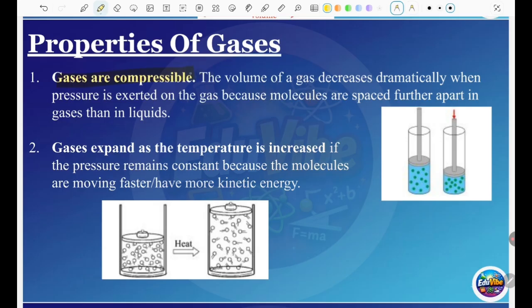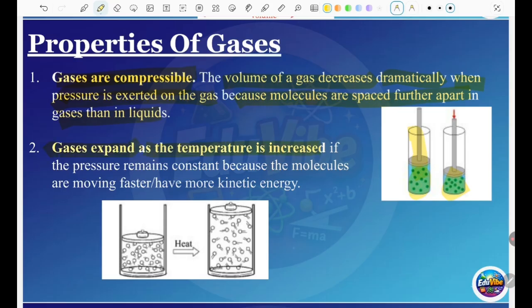So gases are compressible first. You can compress gases as much as you can. So the volume of gas decreases dramatically when pressure is exerted on the gas, because molecules are spread further apart in gases than in liquids. In liquids, the molecules are not very far away, while in gases they are farther away. So when you exert pressure on the gas, the molecules are further apart, and then you can compress it as much as you can.